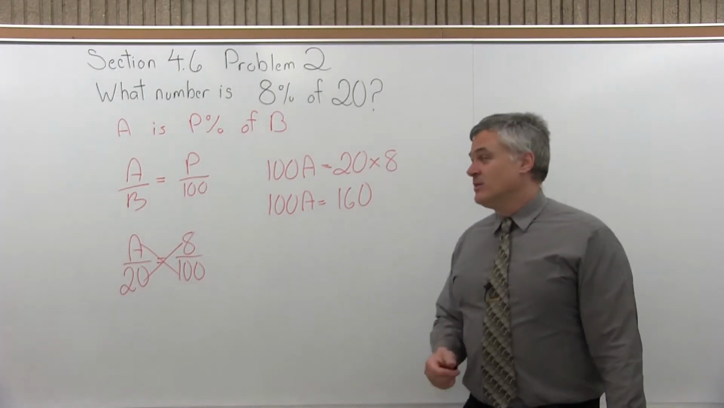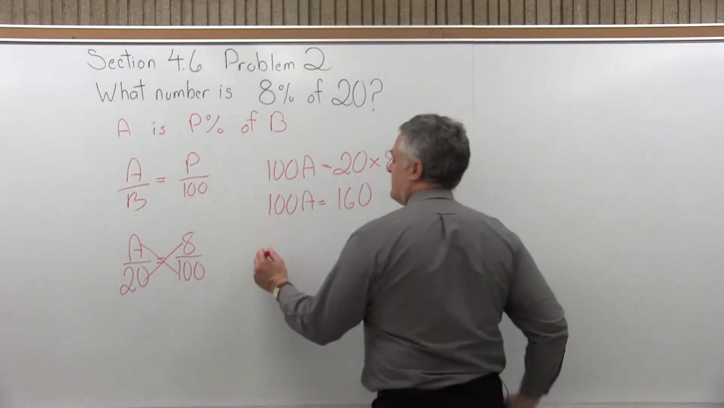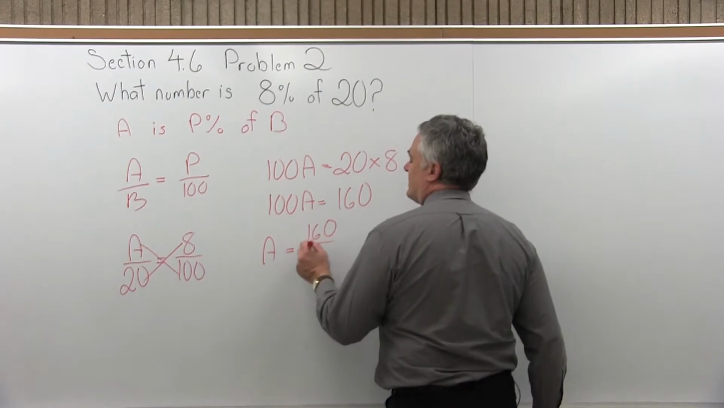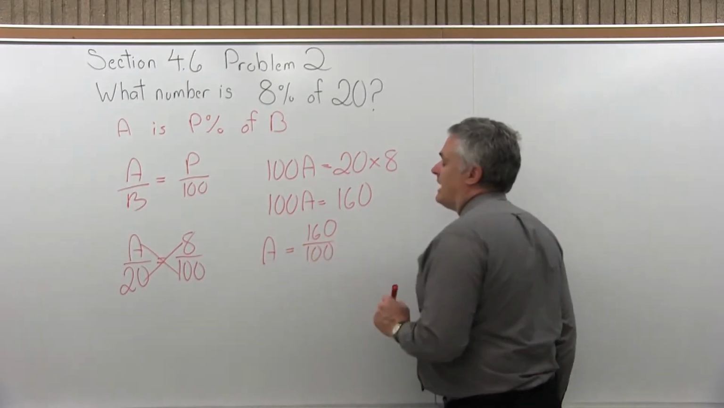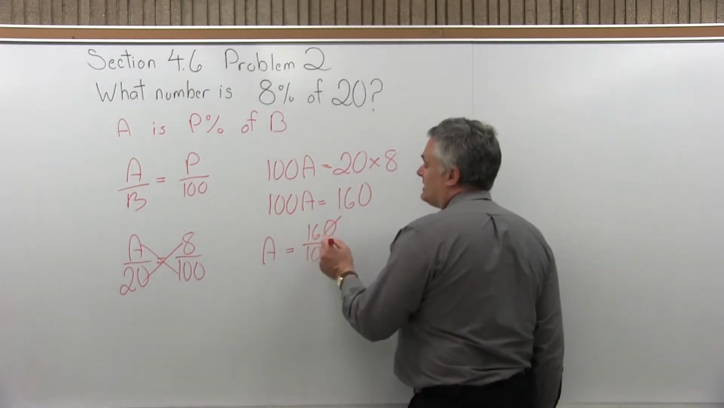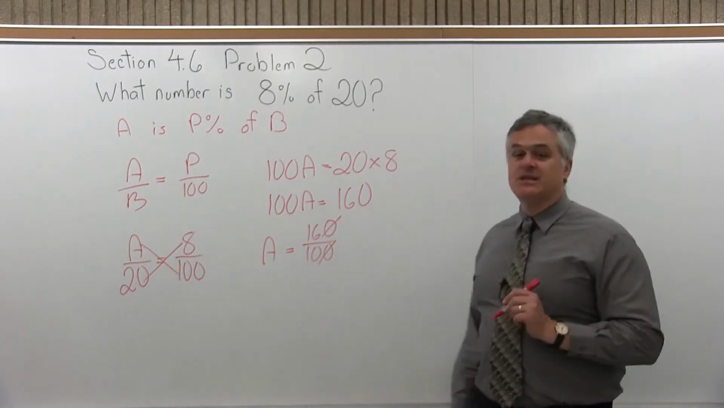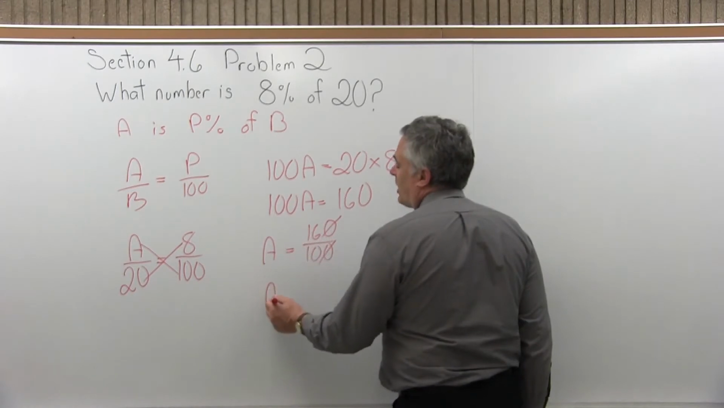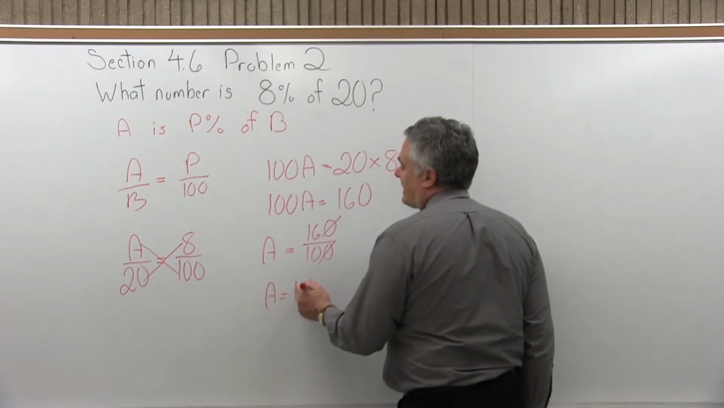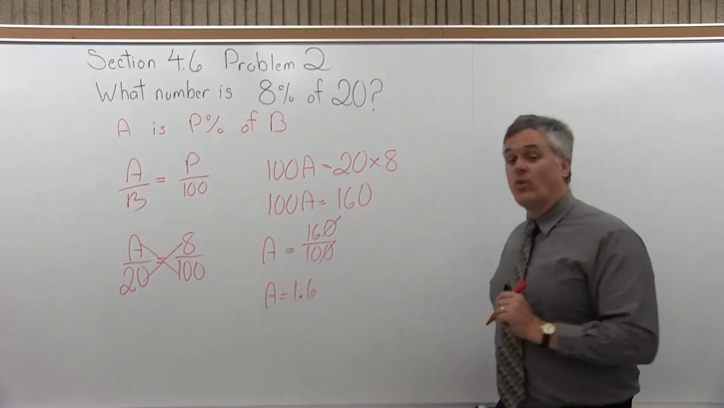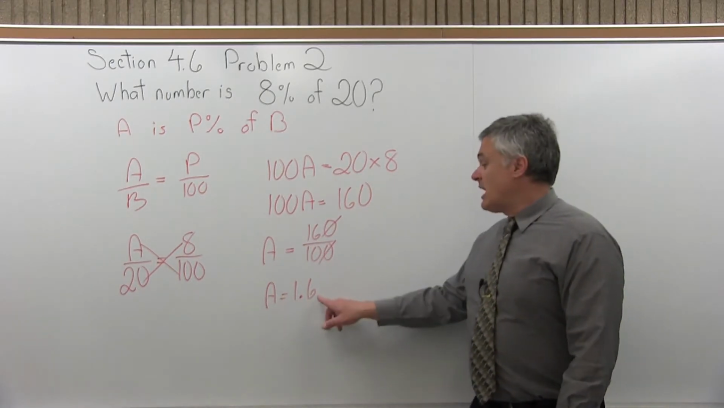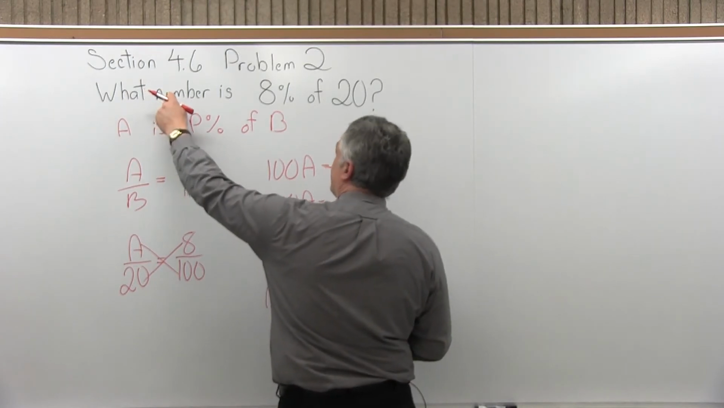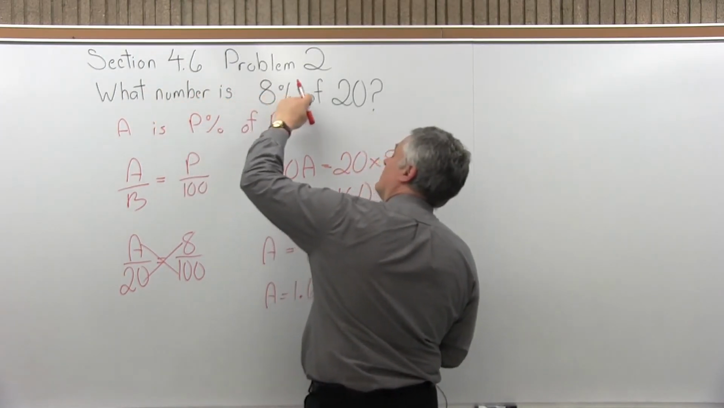I want to know what A equals, so I have to divide out that 100. A equals 160 divided by 100. And now, really, dropping a 0 on the end, it becomes 16 over 10. And because of the 0 here, I know it's going to be 1.6. You can divide that out or use a calculator, but you will get 1.6. So now that's the answer. So that's A. That's the what number? 1.6 is 8% of 20.